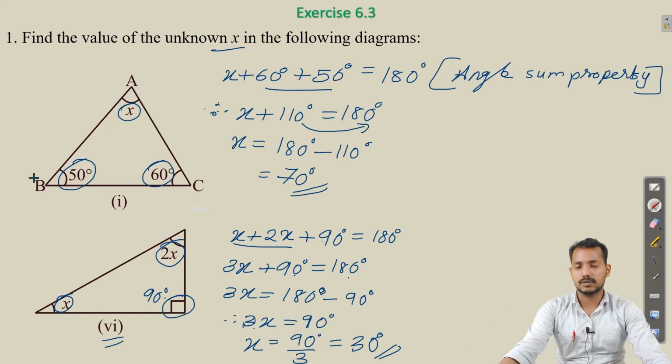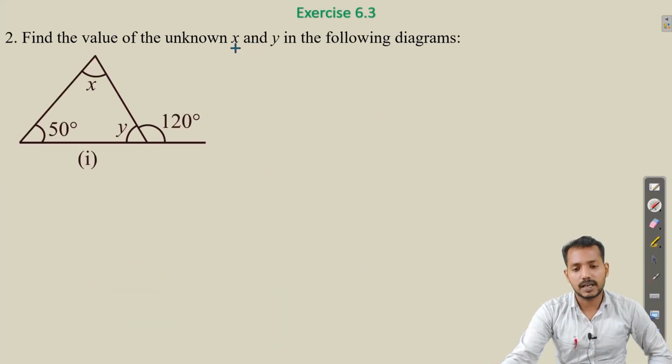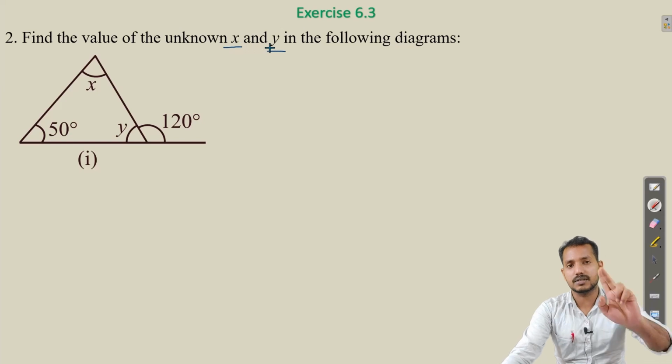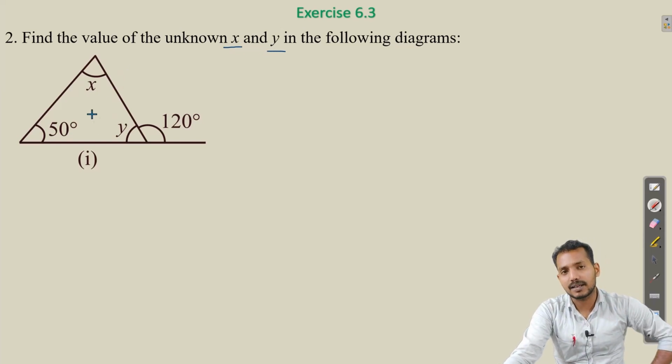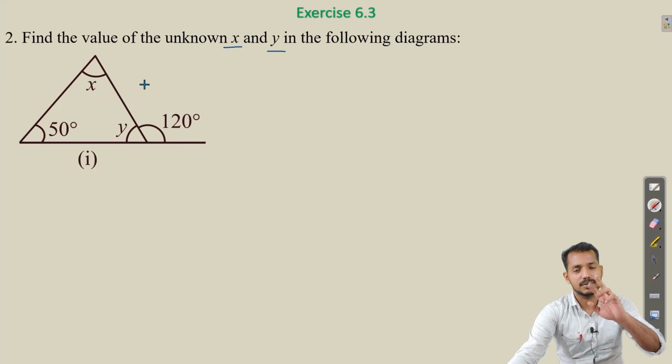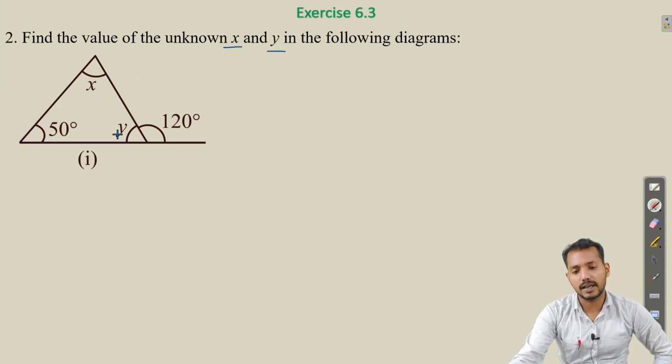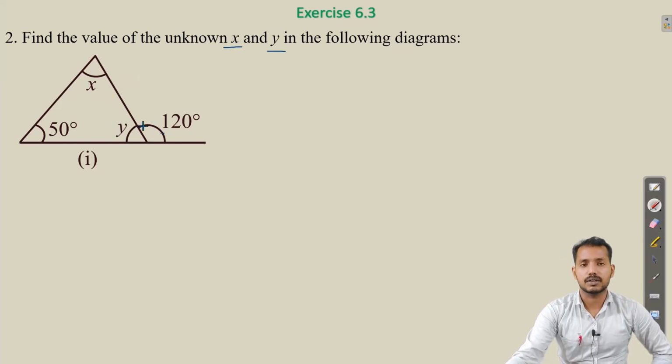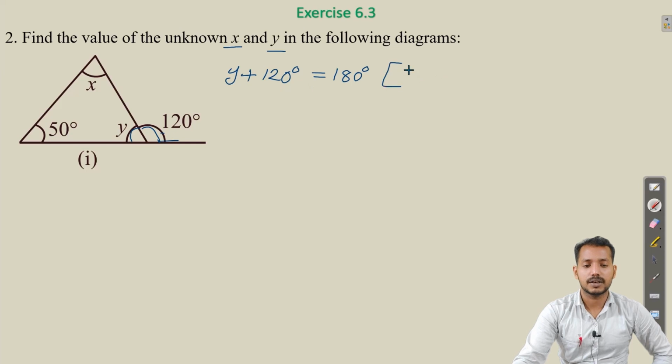Let's take the second question. In the second question, find the values of unknown x and y. Two variables are there, so we cannot directly apply the angle sum property. So first find y by using the linear pair property, which we have already learned in the previous chapter. That is y plus 120. They are linear pairs, so the sum of these two angles is equal to 180 degrees. Am I right? They are supplementary. y and 120 are linear pair angles.